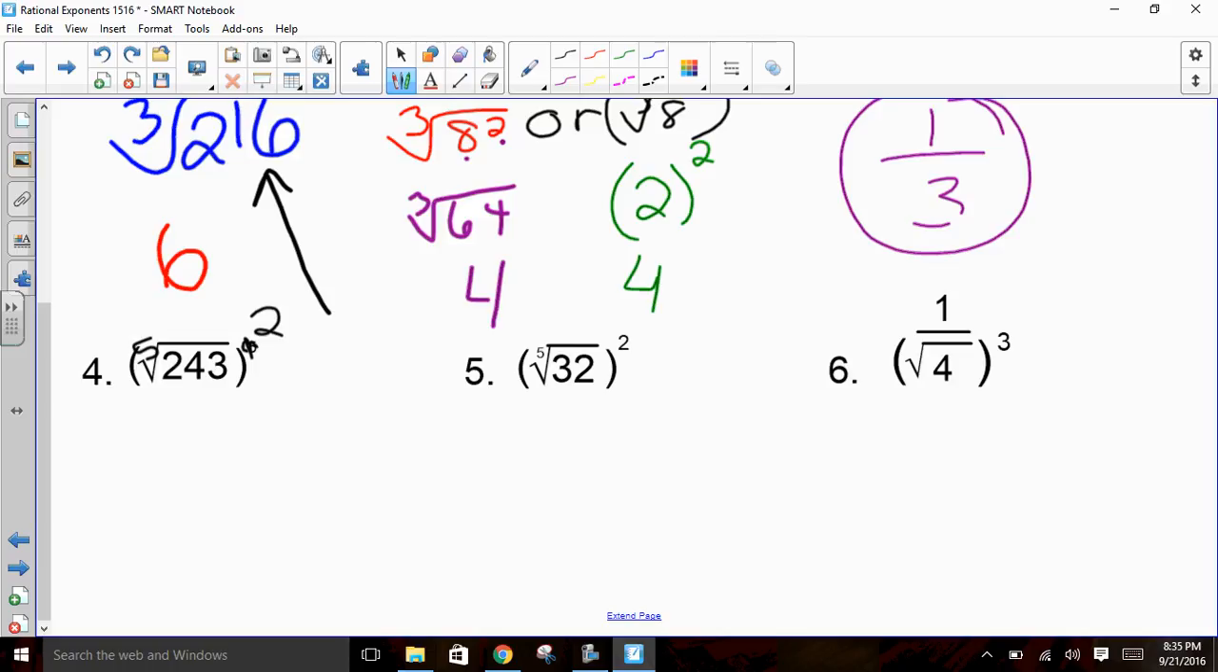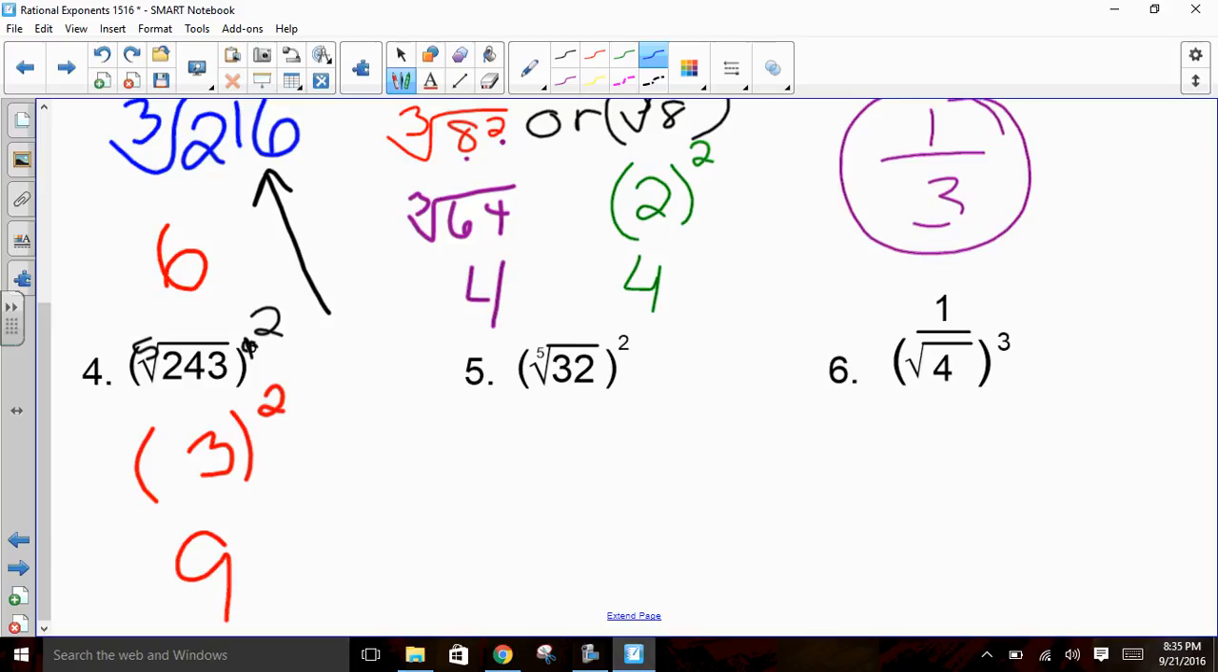Let's try this one more time. We're going to take the 5th root of 243, which is going to give me a value of 3. That squared on the outside has not gone away yet, so 3 squared is going to give me 9, which is 3 times 3.